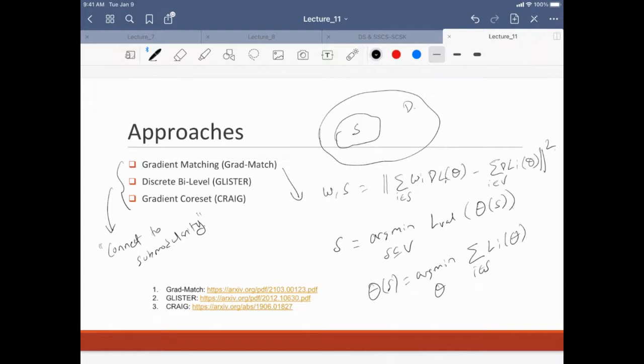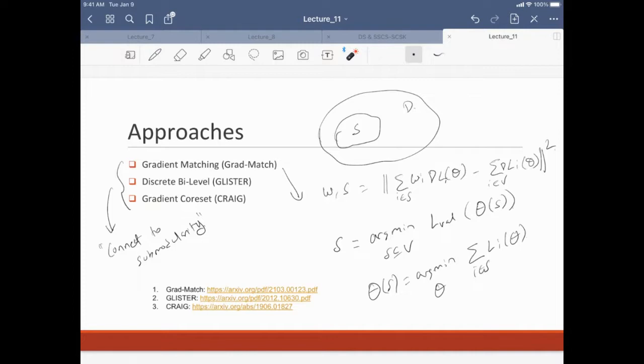Right. So we showed, for example, that Glister actually involves solving a submodular maximization problem for several loss functions L. Craig was worked on by Mirzasoleiman et al., in a 2020 ICML paper. Craig is another similar approach, but it relaxes this to a facility location problem and connects it to submodularity, right?